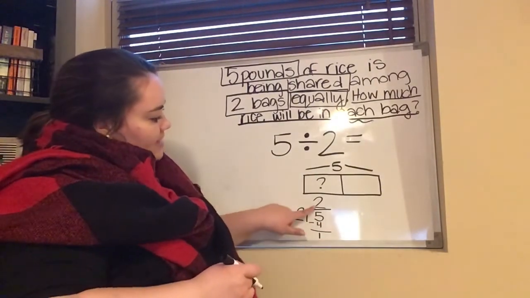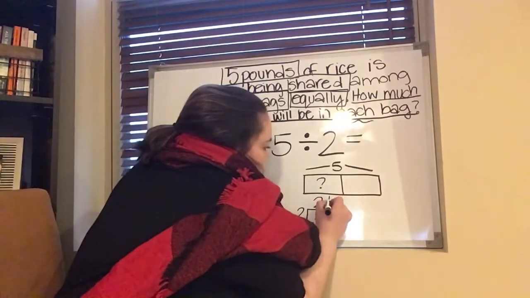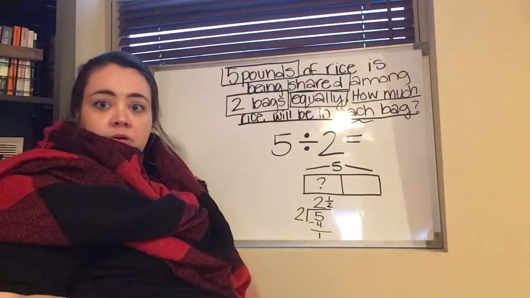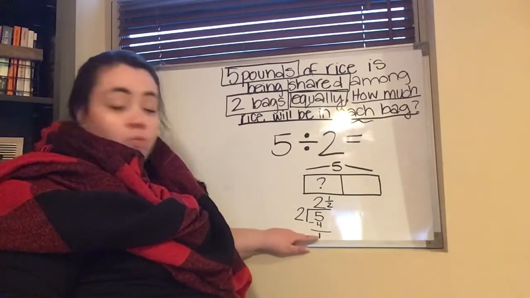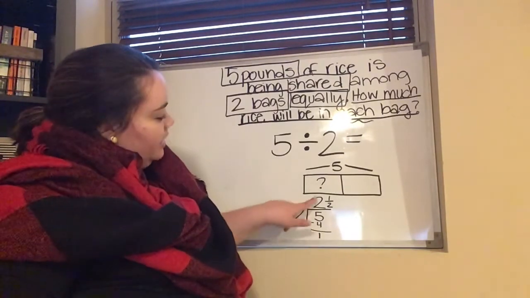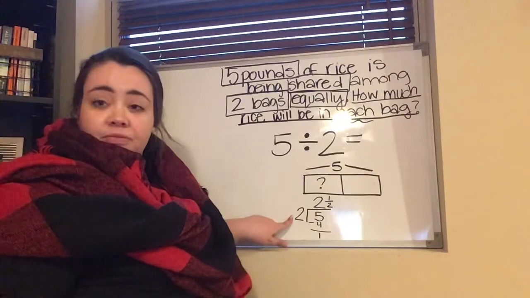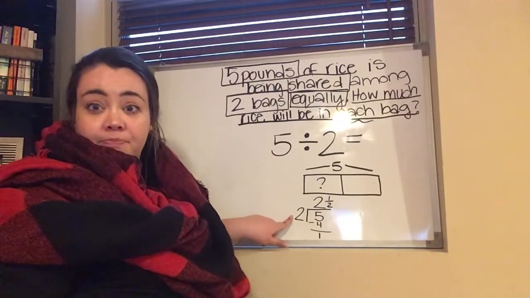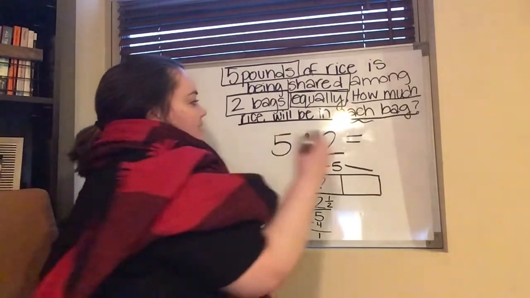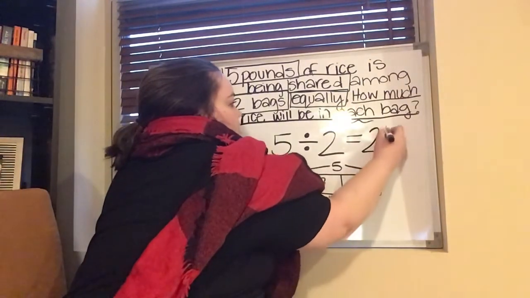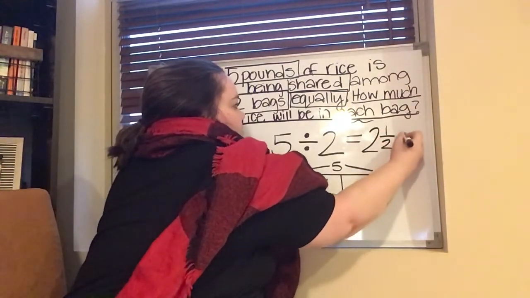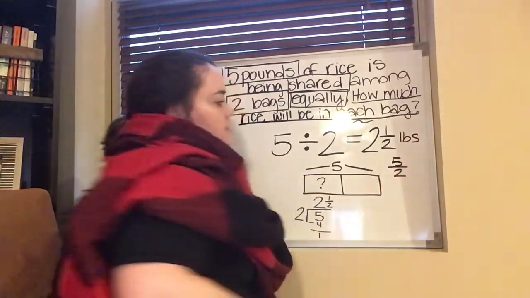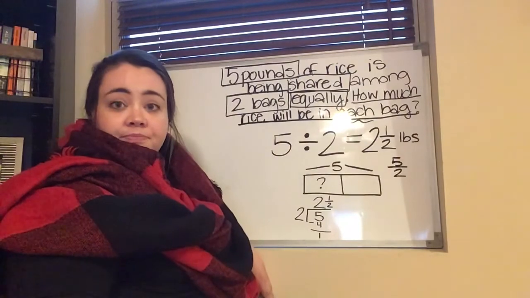So each bag is going to get 2 and 1/2 of a pound. With that remaining 1, I can split that up. So we're going to get 2 1/2. I know that's a little tricky. We'll do that a few more times in our whiteboard. So each bag of rice is going to have 2 1/2 pounds, or 5 halves of a pound.